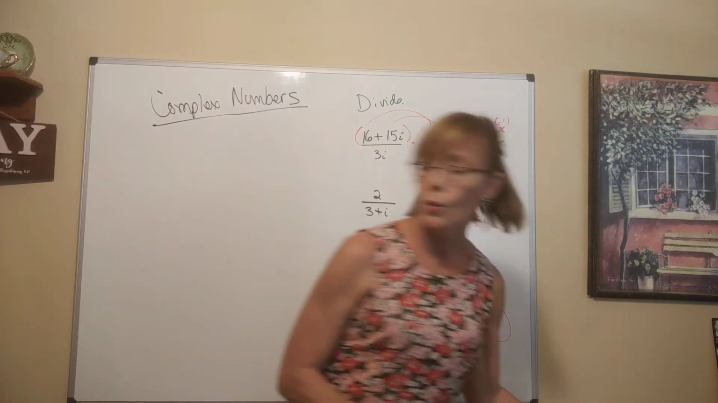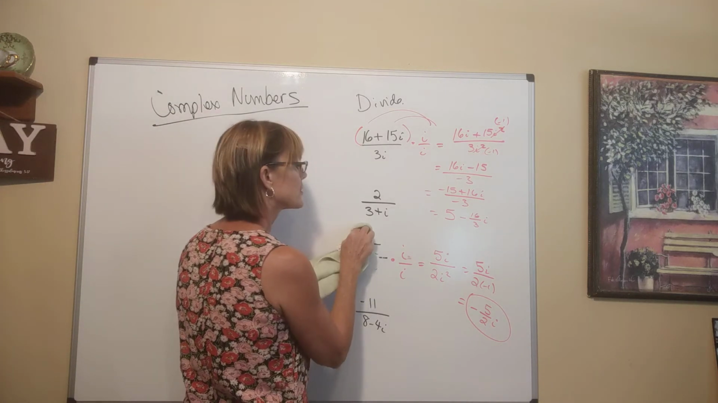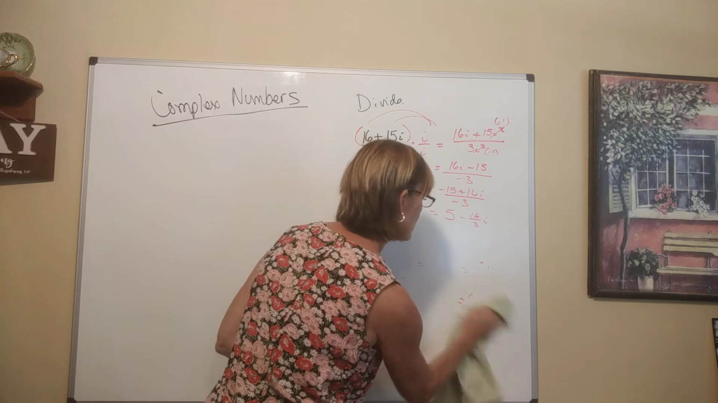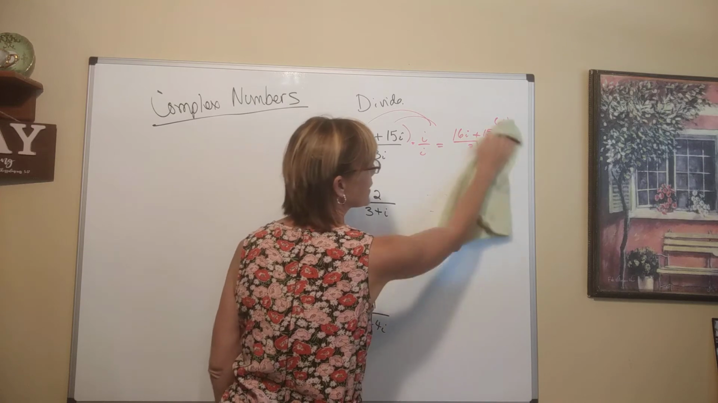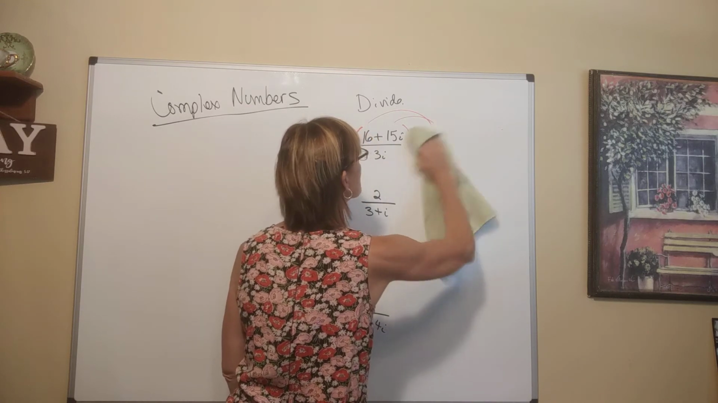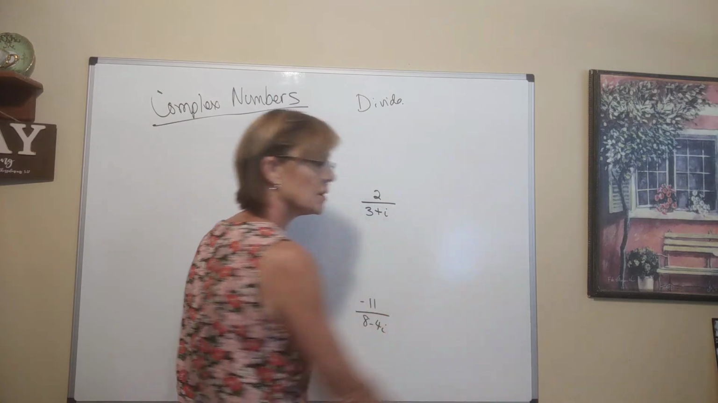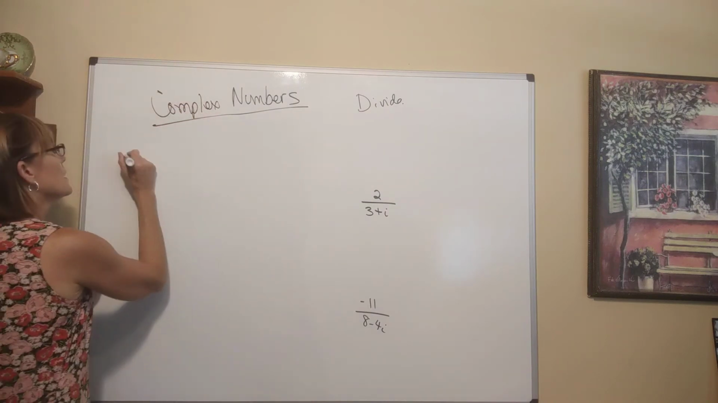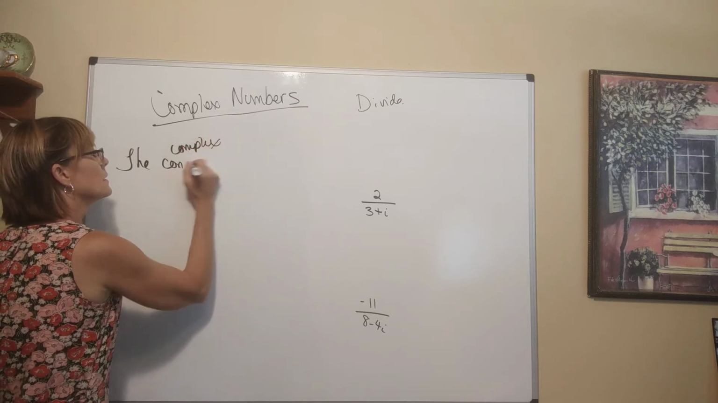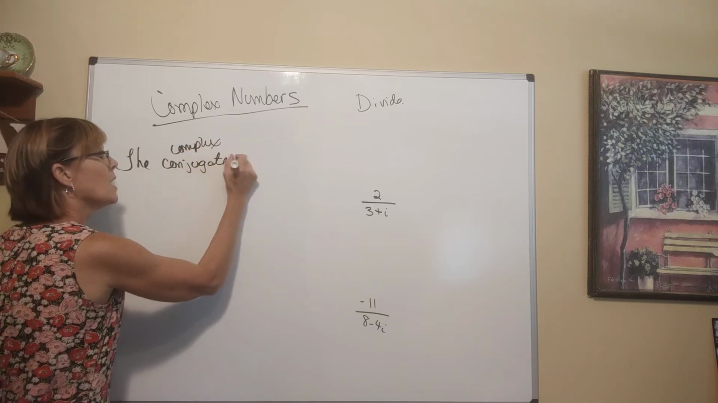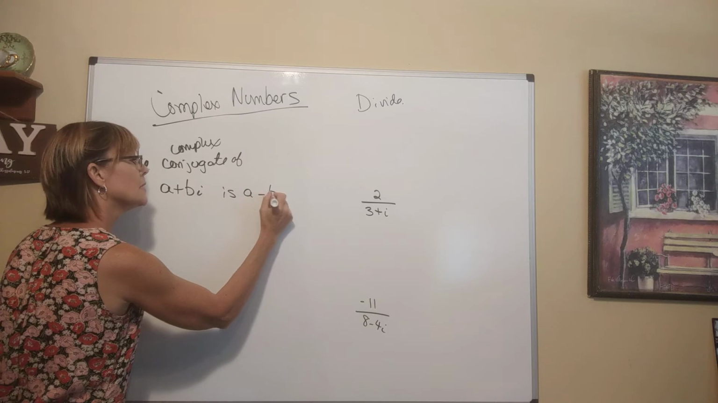Now let's tackle what do you do when there's not just an imaginary portion, but there's a real and imaginary portion in the denominator. Well, you've seen this before, and it's very much like division of radicals, where you have to handle it with a conjugate. So just like we had conjugates for radicals, we have complex conjugates for complex numbers. The complex conjugate of a plus bi is a minus bi.